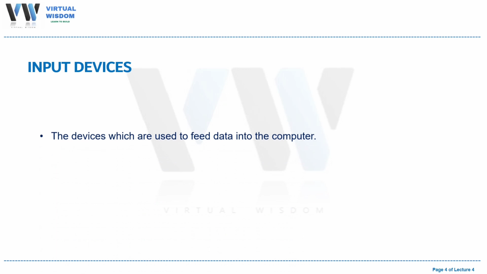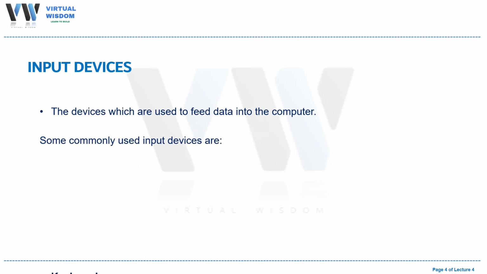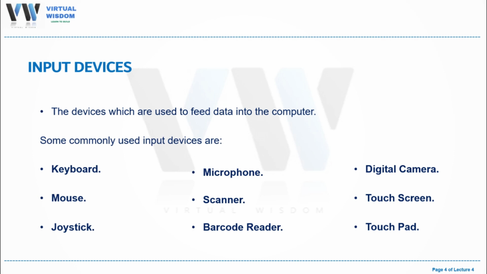Let's talk about input devices first. When we discuss an input device, the first thing that clicks in the mind is a device which allows two things to interact with each other. We can define input devices as all the devices which are used to feed data or information into the computer. These devices allow us to communicate with the computer. Some commonly used input devices are keyboard, mouse, joystick, microphone, scanner, barcode reader, digital camera, touchscreen, and touchpad.